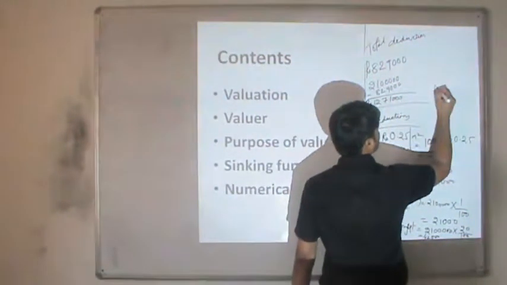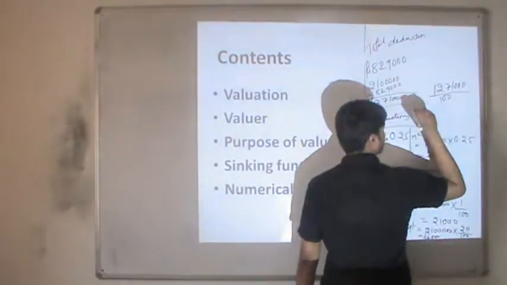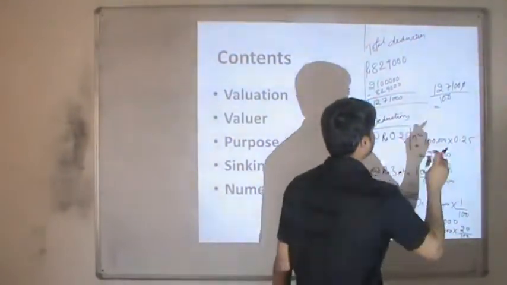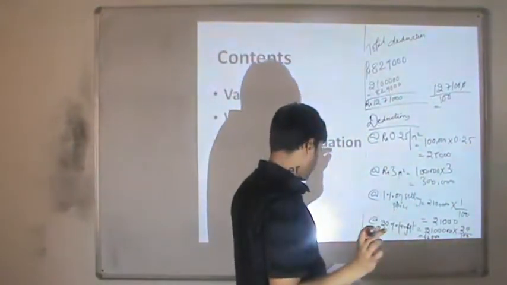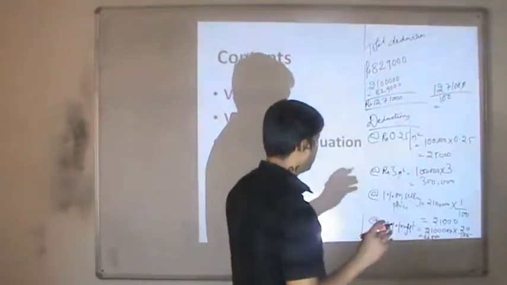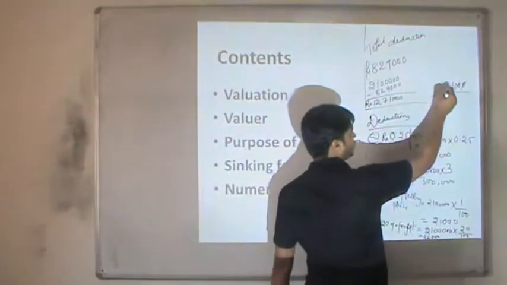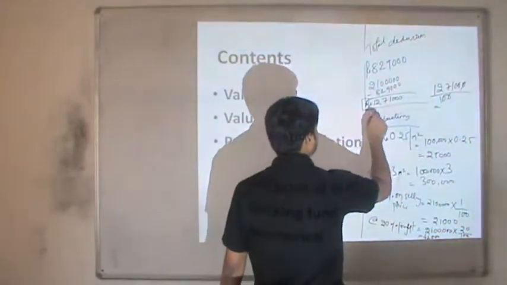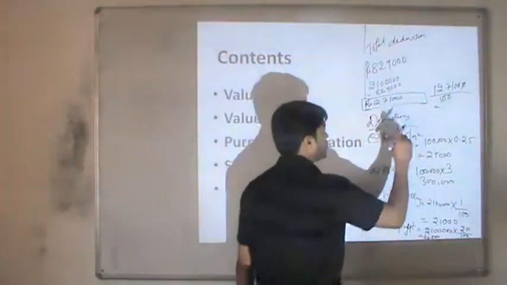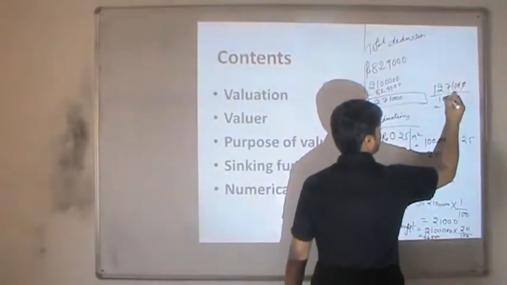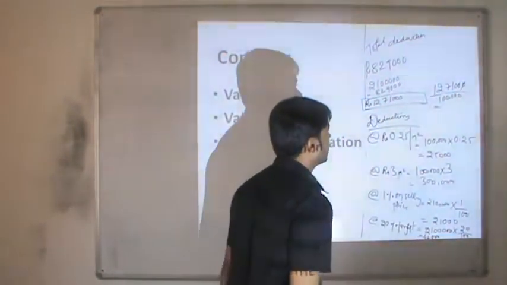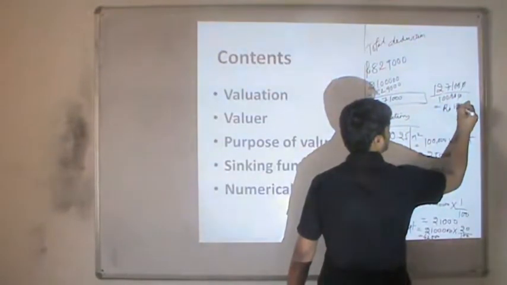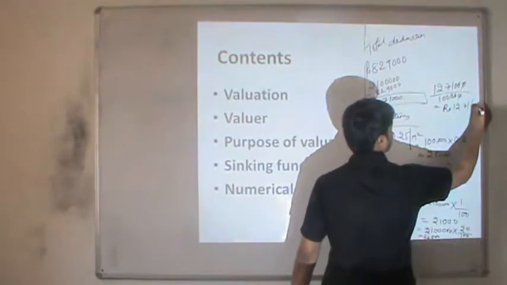So this 12,71,000 will be divided by 100, because we have to sell 100 plots. This amount is divided by the total land, because this much amount we get after the profit and all. So the amount will be rupees 12.71 per meter square.